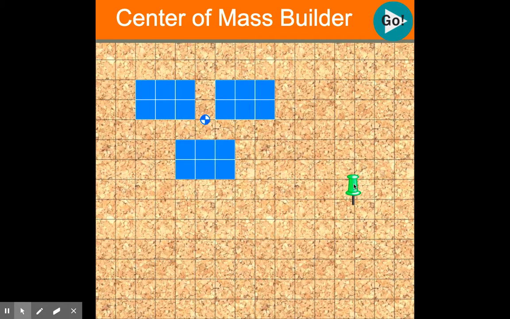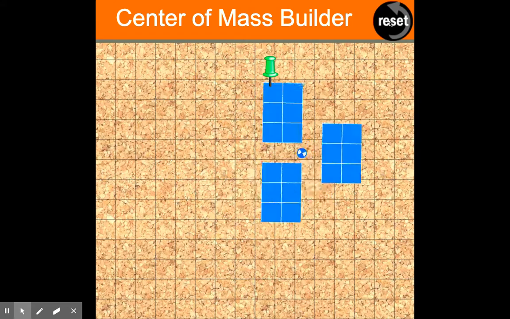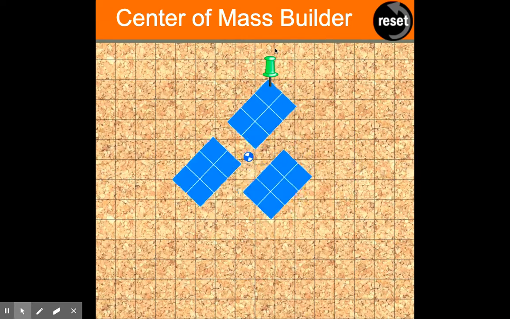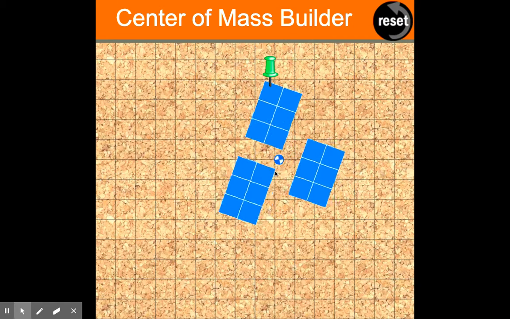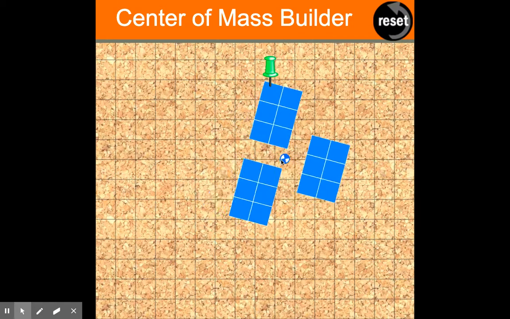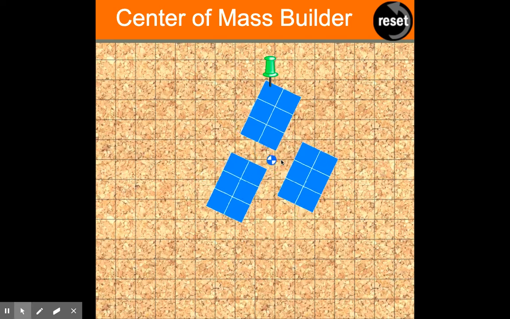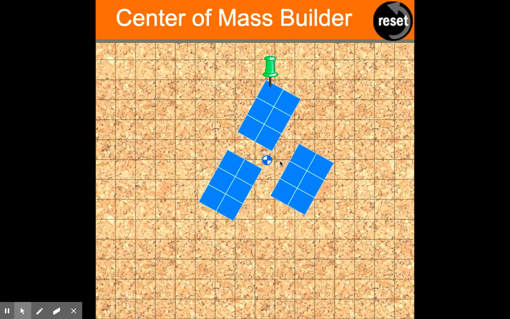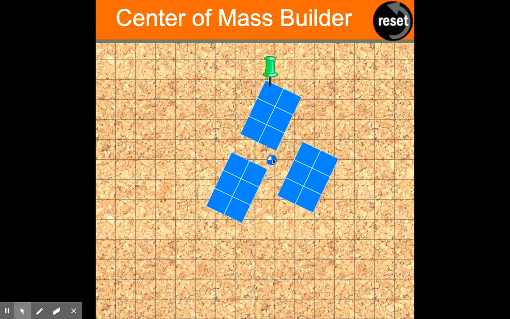Okay, the hang test. If we take this little thumbtack here and we stick it into the object and we press go, the object is going to rotate. You see the object's moving, but the position for the center of mass is not moving, even when the object or system moves. So that position where the mass would on average be located will not change.